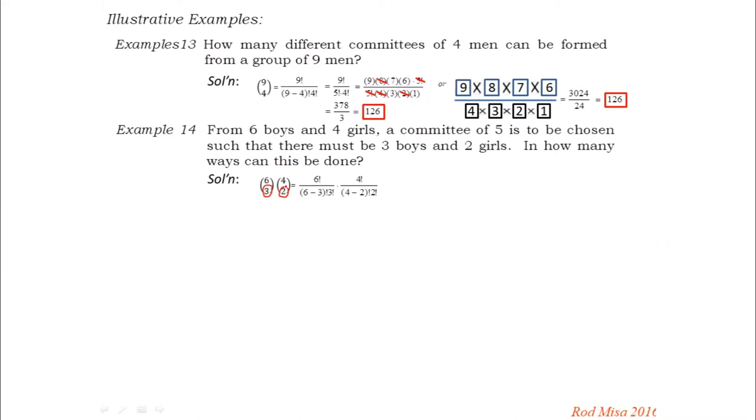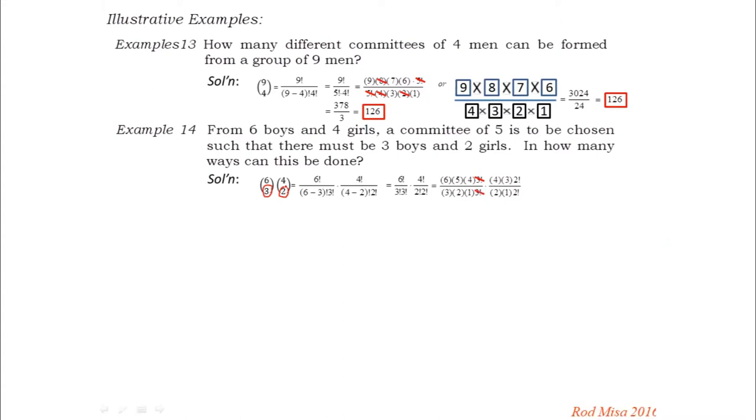And the combination of 4 taken 2 at a time is equal to 4 factorial divided by 4 minus 2 factorial times 2 factorial. Now, simplifying the denominators, we have 6 minus 3, which is equal to 3, and also 4 minus 2, which is equal to 2. Therefore, our numerator, which is 6 factorial, can be written as 6 times 5 times 4 times 3 factorial, so that we can cancel this 3 factorial in the numerator with the 3 factorial in the denominator.